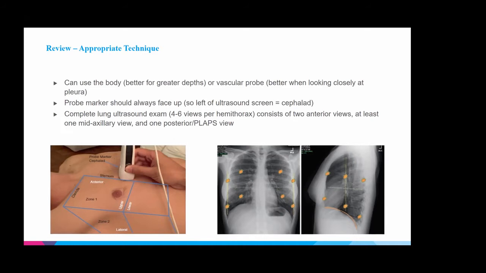And keep in mind for both probes and for all abdominal thoracic ultrasound, the probe marker should always be facing up. And this will correspond to the left of the ultrasound screen. So just keep in mind that left is cephalad, right?